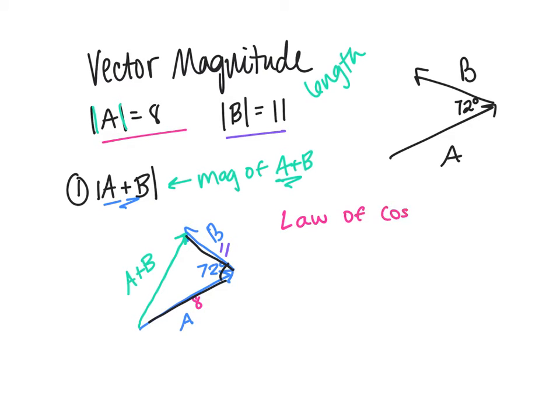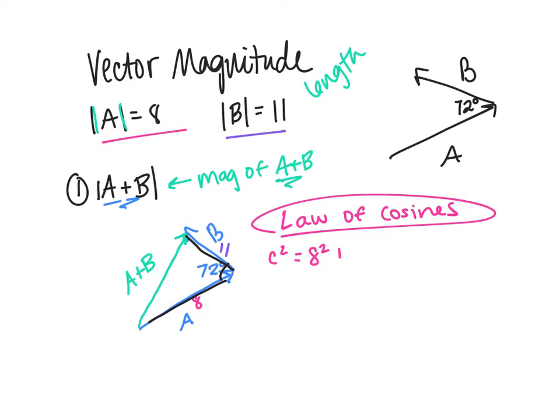So I have to do some review with that. And remember, to solve that, the side you're solving for is always the opposite side, so I'm just going to make it c squared. You can write a plus b squared either way. And then the formula goes 8 squared plus 11 squared minus 2 times 8 times 11 times cosine 72. And then you just type that entire thing in your calculator and take a square root.